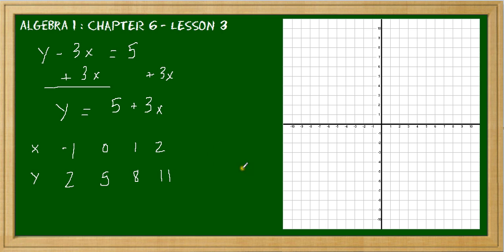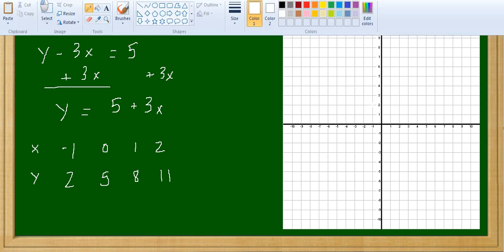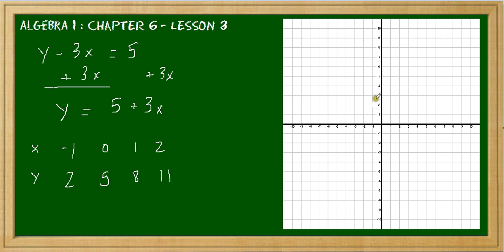We have our point -1. Let's go over here. We have -1, +2, so we would plot our first point. Ooh, I need to get a black marker now. So this would be our first point, right? And our second point is 0, 5, so we stay on the y-axis and go all the way up to 5, and we can plot our point there.